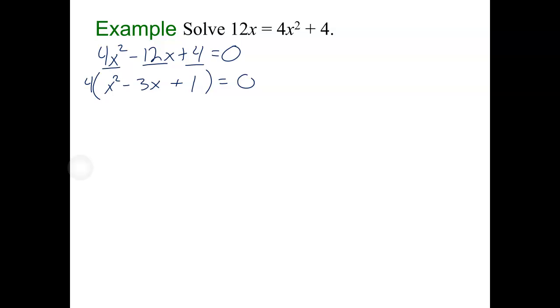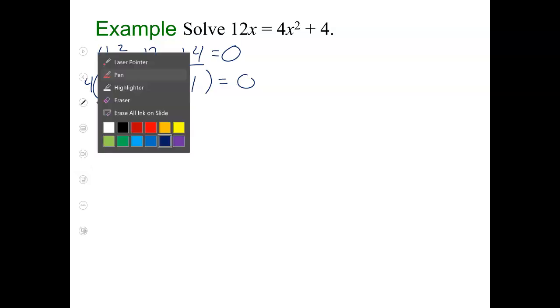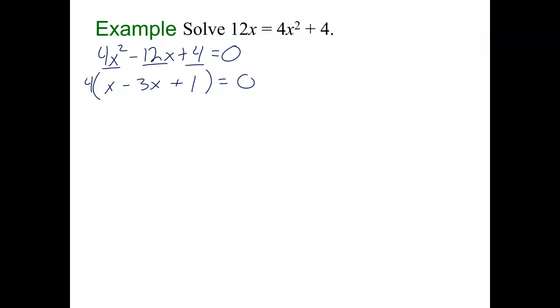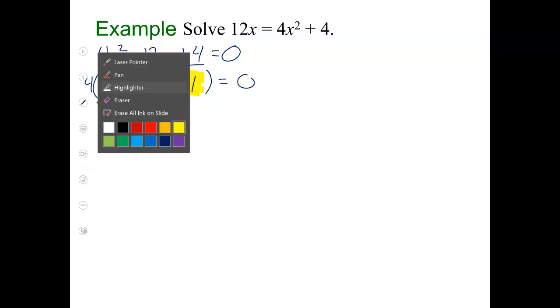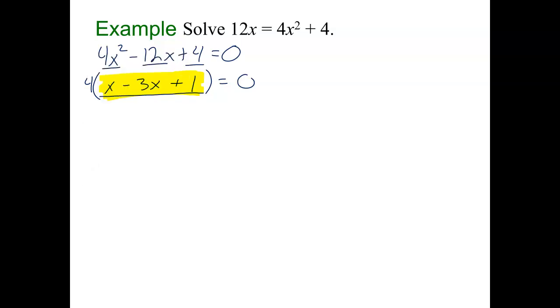So, now, can I factor this? Oops, that's the eraser. I don't want the eraser. Highlighter. There we go. Can I factor this? Is anything multiplied to 1 that adds to -3? No, because it's 1 and 1. It ain't going to happen. Okay? I can't factor it, so I have to use quadratic formula. I don't need to use the original for the quadratic formula. If I factor out the 4, I can use quadratic formula with this new factored equation.